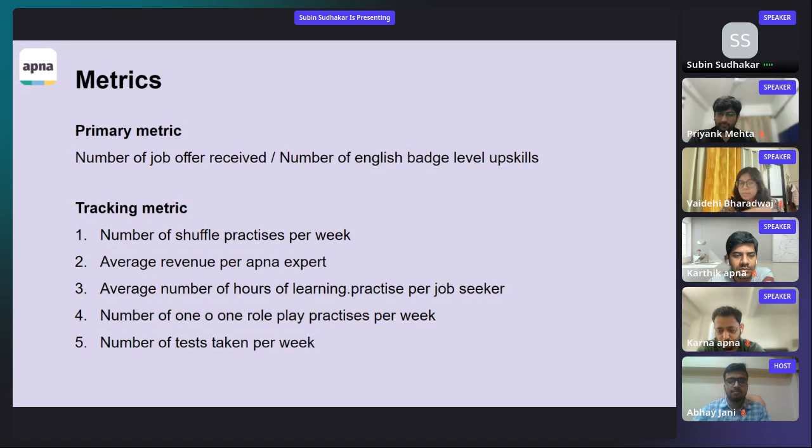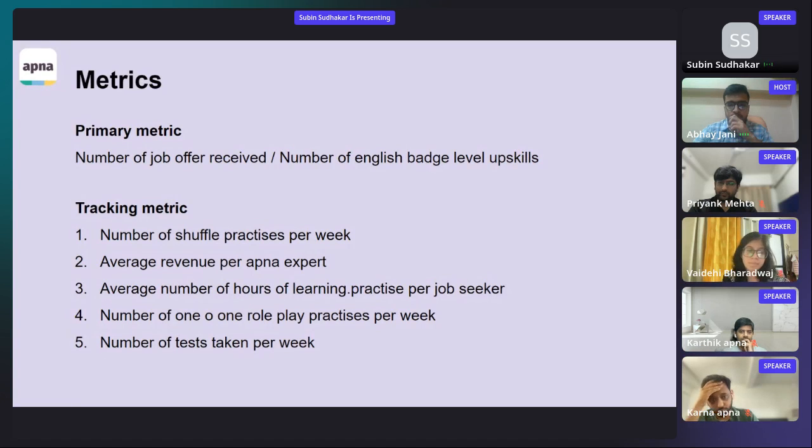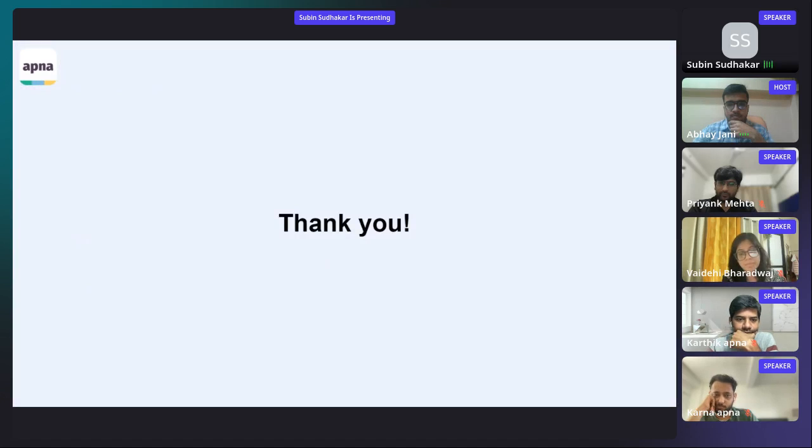The next, the tracking metrics for all these features would be the number of shuffled practices per week, the average revenue earned by an external Apna expert, the average number of hours of learning practice done per job seeker, the number of one-to-one role plays that are done, and the number of tests taken per week. Thank you, guys.